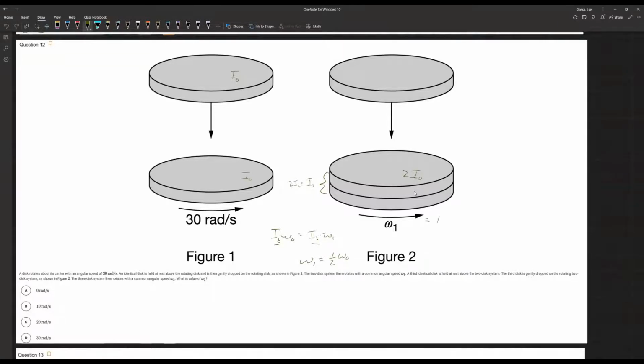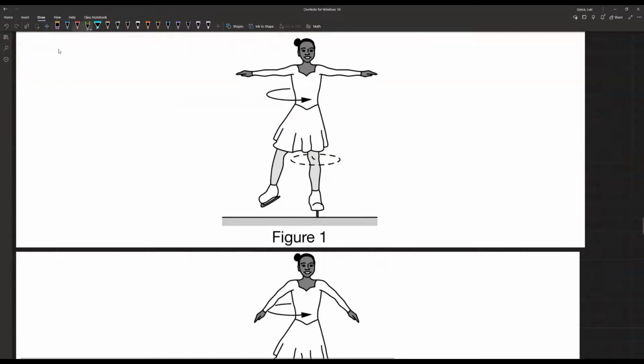So this guy here is originally going at 15 radians per second. And then all of a sudden, we're going to drop this guy. And so we have 15 times 2 I naught equals now 3 I naught, because they're identical, times the final angular velocity. And so really this becomes 30 over 3, which is 10. Well, bam. B is our best answer choice. Very good. What we can think about is we have 3 times the rotational inertia as before for the same angular momentum, so we're going to have 3 times less the velocity.